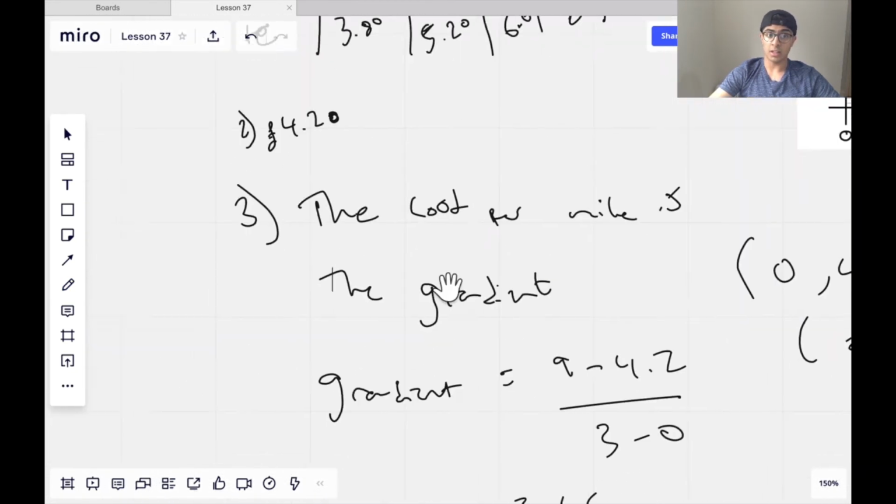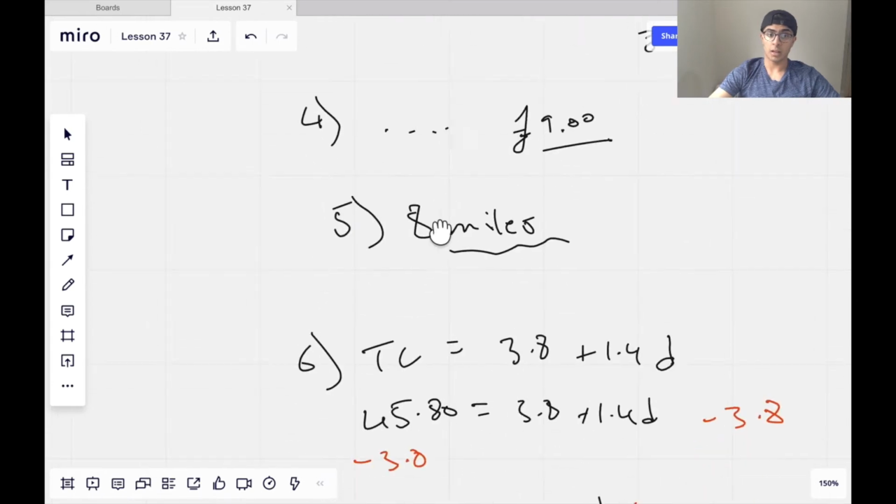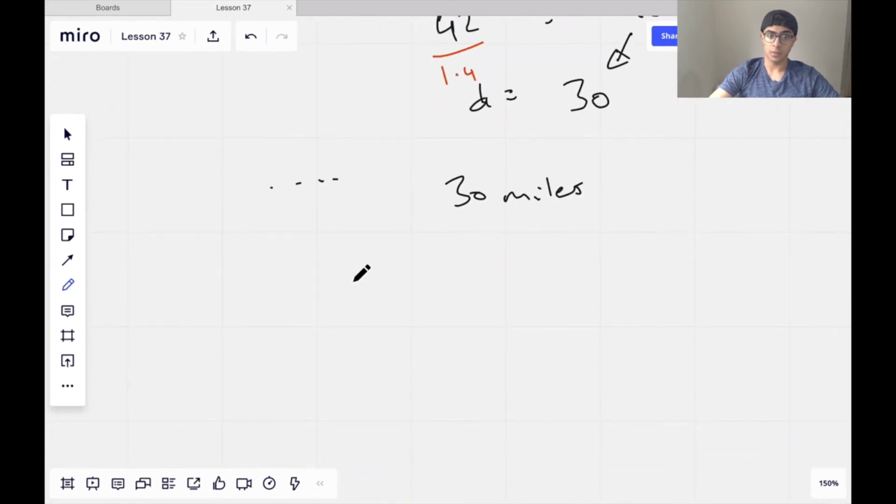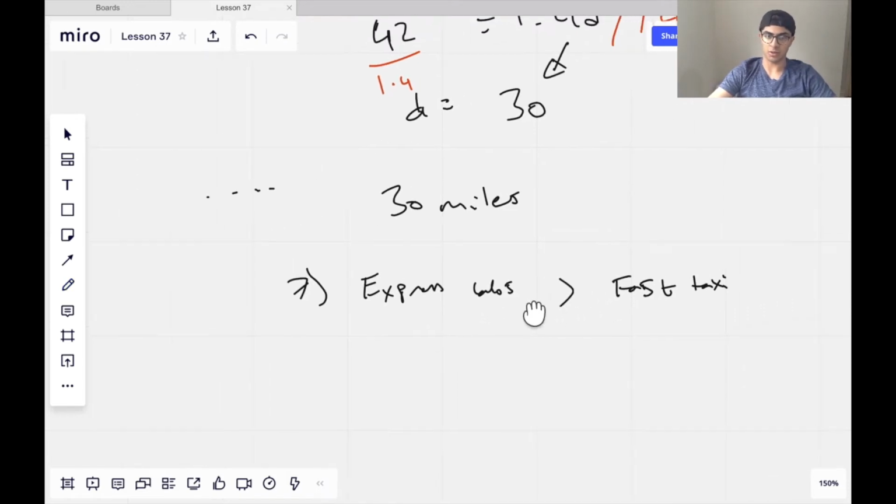So you can say express cabs always cost more. So I'm just going to say always cost. I'm just going to use the sign greater than. Always cost more than fast taxi. I'd write it out in full. I'm just again just shortening it so it's a bit quicker.